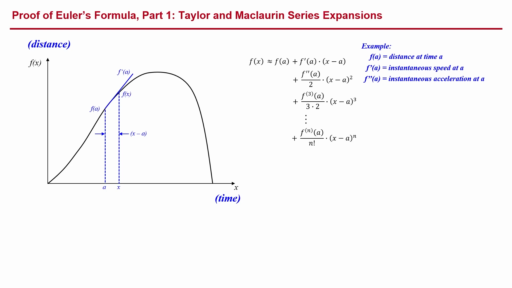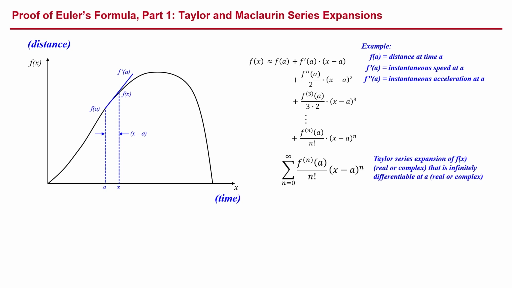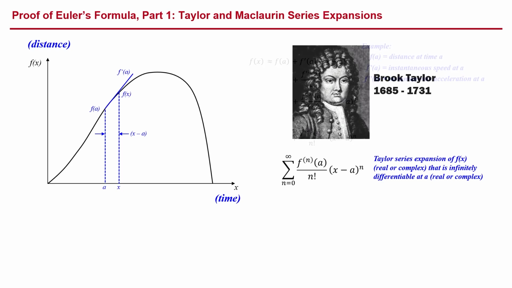The sum of all of these terms as n goes to infinity is called the Taylor series expansion of the function about the value of x equals a, named after the English mathematician Brook Taylor, who introduced these series expansions in 1715.